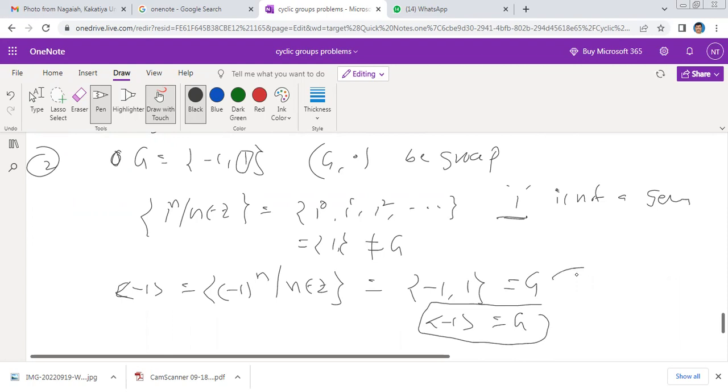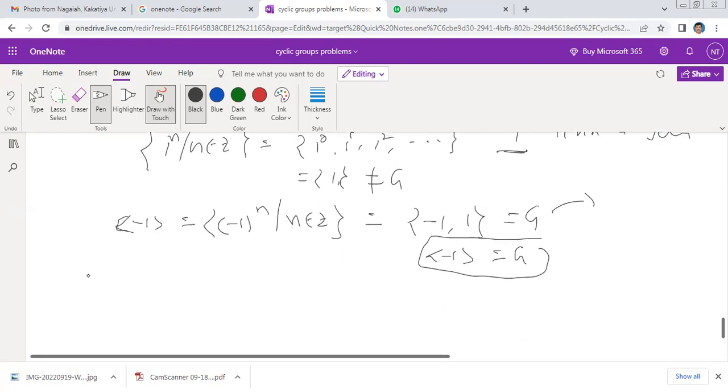So this is a cyclic group. Minus 1 is a generator. The identity element is not a generator of this group. Only in the case where the order of G is equal to 1 is the identity element a generator.